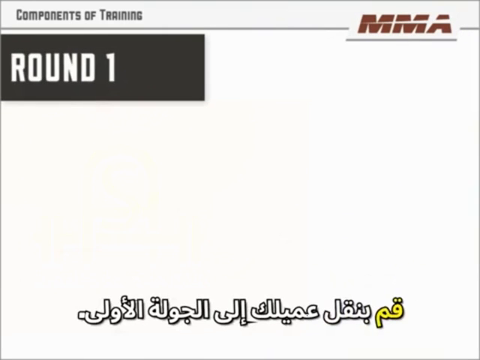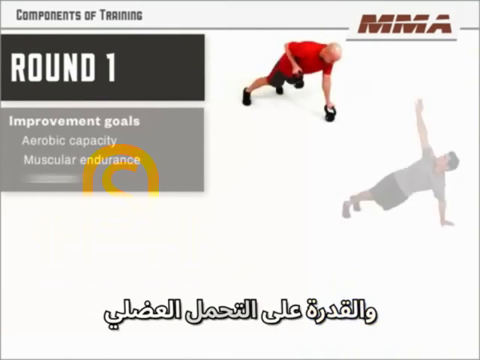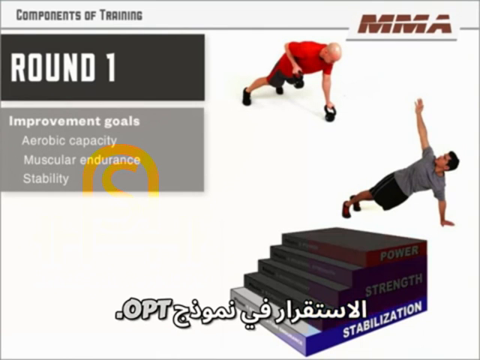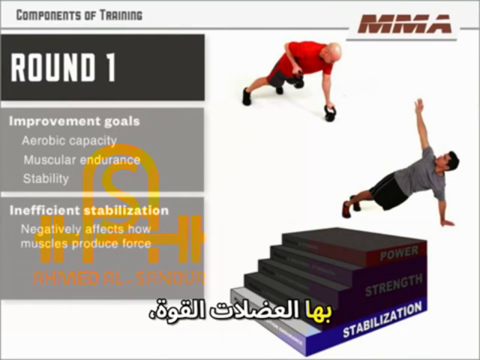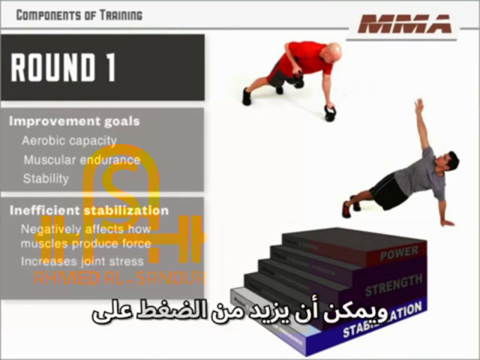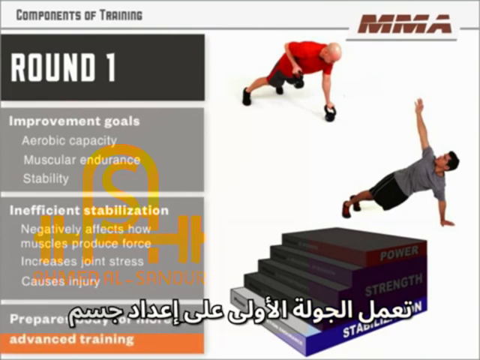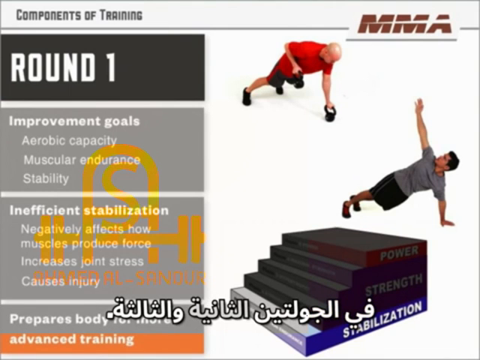After movement prep, transition your client to Round 1. Here the goals are to increase aerobic capacity, muscular endurance, and stability, which is similar to the stabilization level of the OPT model. Inefficient stabilization negatively affects the way muscles produce force, can increase stress at joints, and may cause injury. Round 1 effectively prepares a client's body for the advanced training in Rounds 2 and 3.